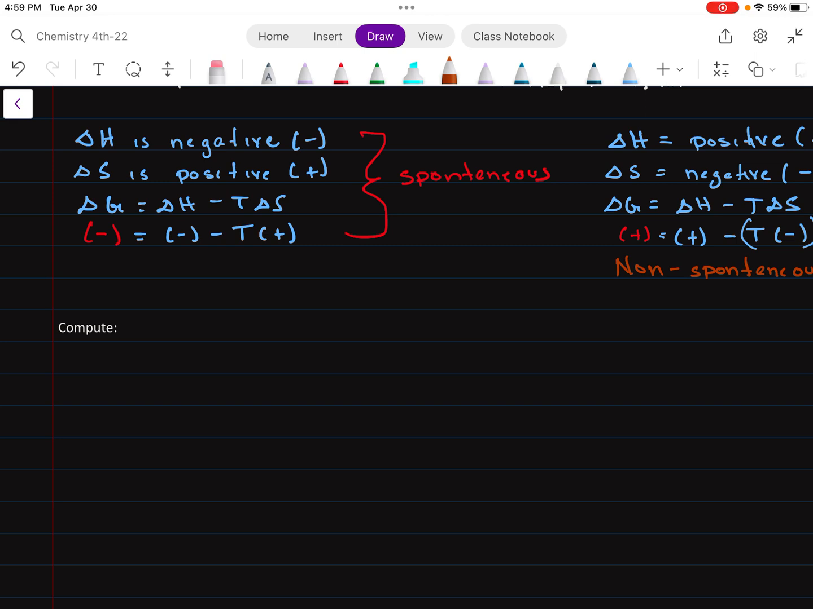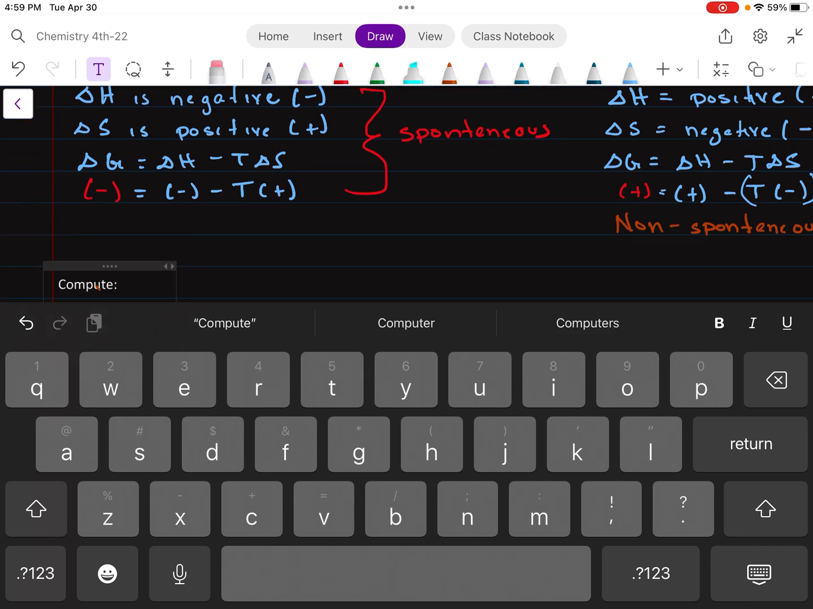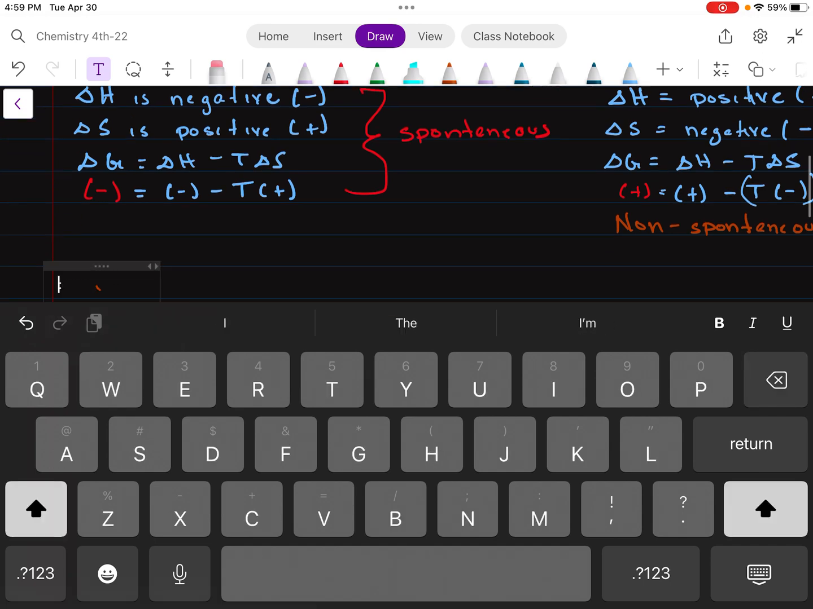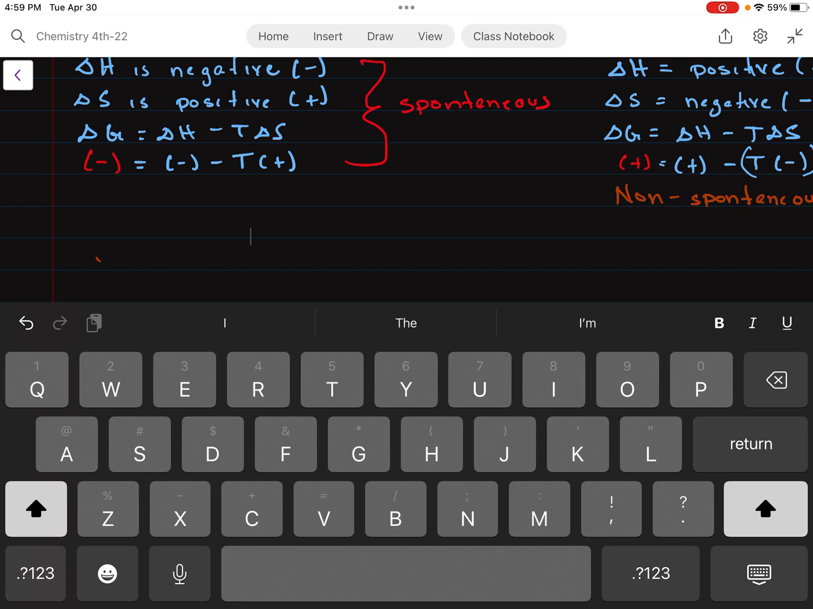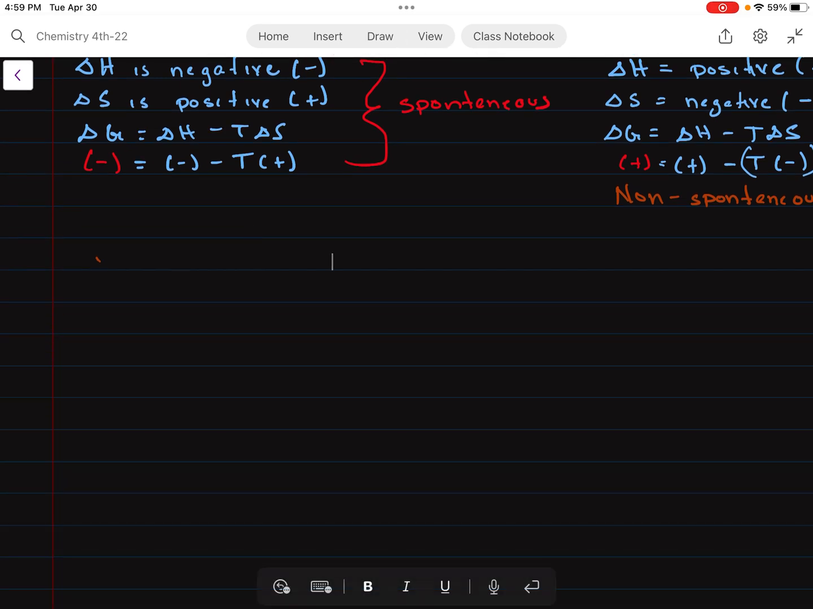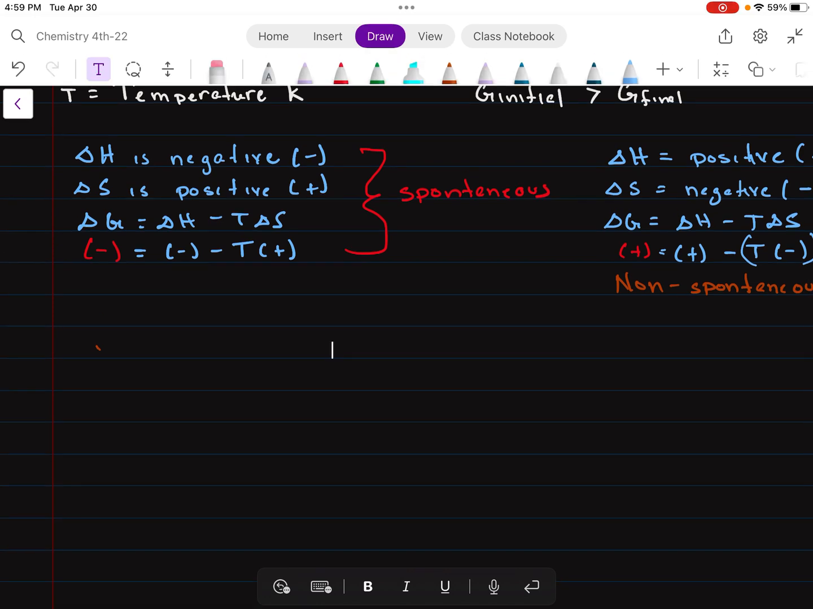Let's take a look and see if we have, let me get rid of this here real quick. Okay. Sorry about that. So let's say that both of these are positive, right? So let's go back and let's do delta G is equal to positive delta H, right? And a positive entropy. Okay.